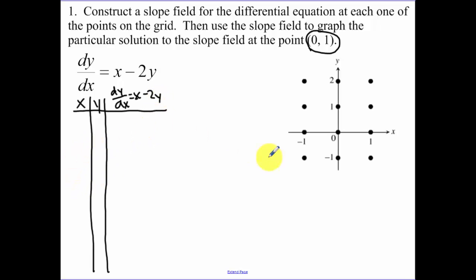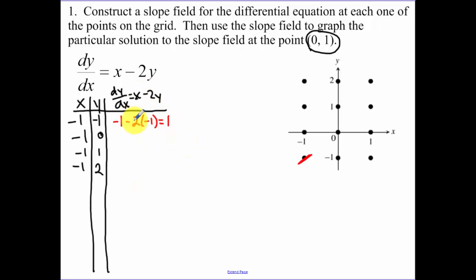Okay, so to organize, I'm going to start at the left. I'm going to start with negative 1, negative 1. Then we go negative 1, 0, negative 1, 1, and negative 1, 2. So let's get each one of these slopes. I plug in negative 1 for x, plug in negative 1 for y. When I plug those in, we get the value of 1. So at the point negative 1, negative 1, you draw a little line that has a slope of approximately 1. And these are just approximations.